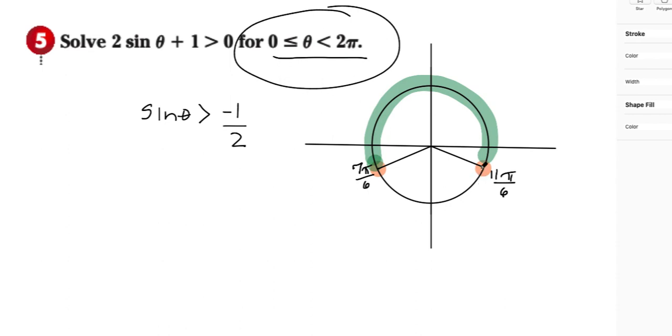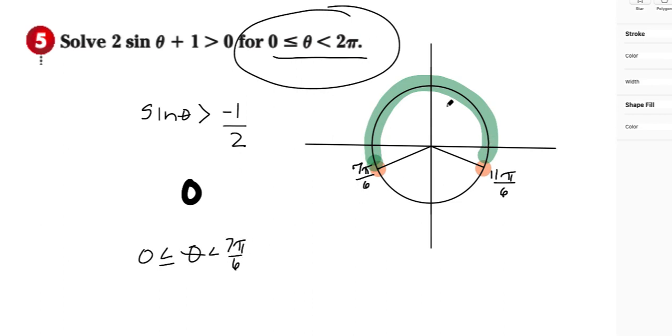So what is theta here? Well, we can see theta goes from here to here, right? We want all of those values. We want theta to be from 0, and we can include 0, all the way up to, but not including, 7 pi over 6. So I'm going to put a 7 pi over 6 here.